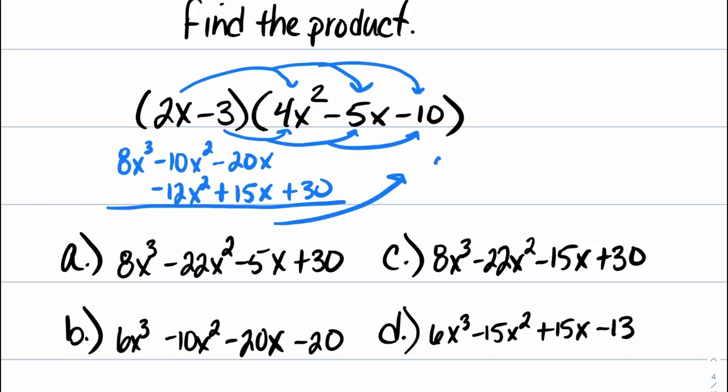I'm going to bring down my 8x to the third power. And then when I combine negative 10x squared and a negative 12x squared, I get negative 22x squared. Negative 20x plus 15x is negative 5x. And then I just bring down this plus 30 into my answer, which gives me an answer choice of A, it looks like.